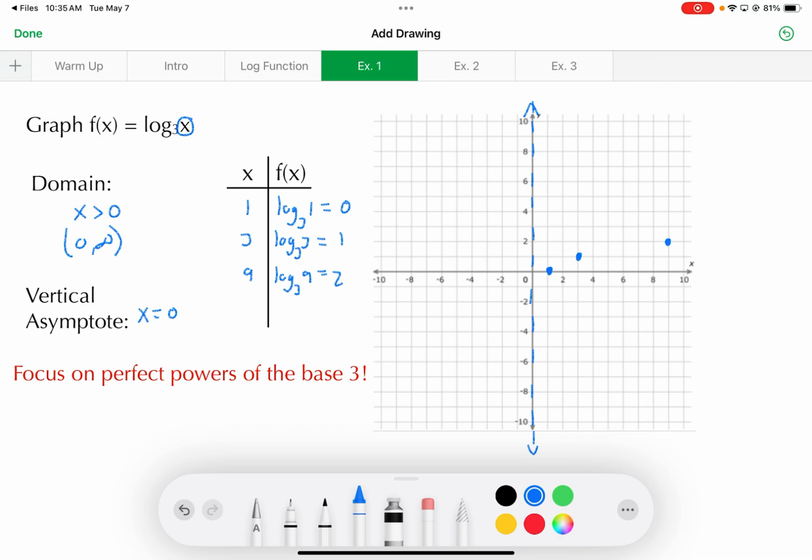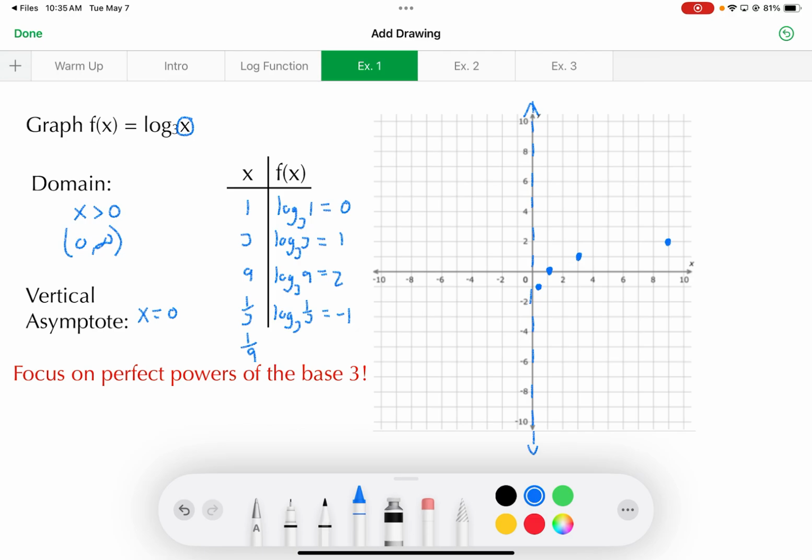Now, what I'll do is go in the other direction, and plug in 1/3. Log base 3 of 1/3: 3 to what power is 1/3? -1. So this point we'll have to estimate its location. 1/3, -1 is right about there. See how we're getting close to the asymptote now.